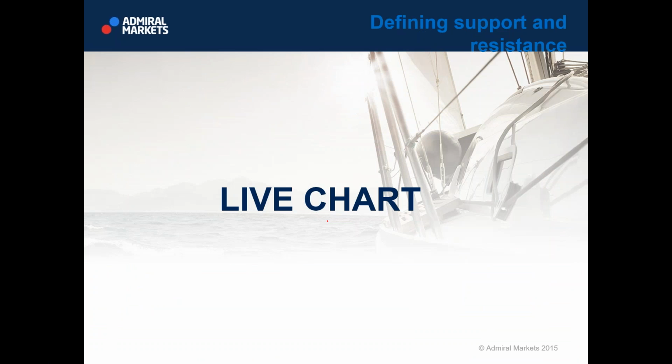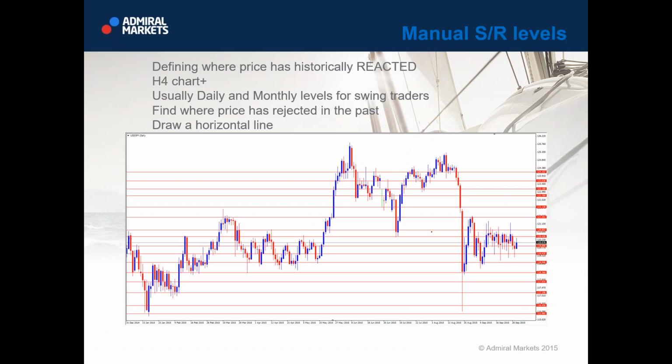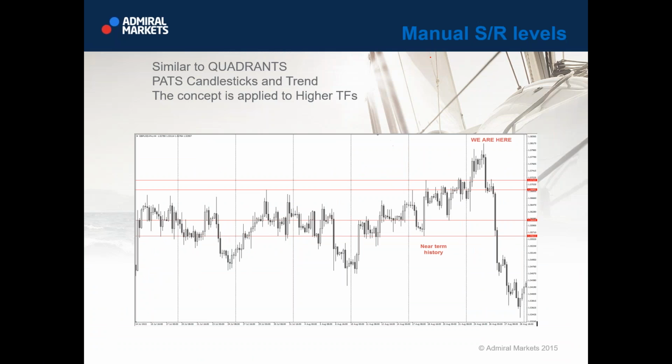This is the most important thing, how to properly define it. Now, those are manual support and resistance levels, similar to quadrants. Refer to the Price Action Trading School Candlesticks webinar if you don't know what a quadrant is. And the concept is applied to higher time frames. Don't forget it. You don't do it on 1 hour. You can do it on 4 hour and higher, as I explained.